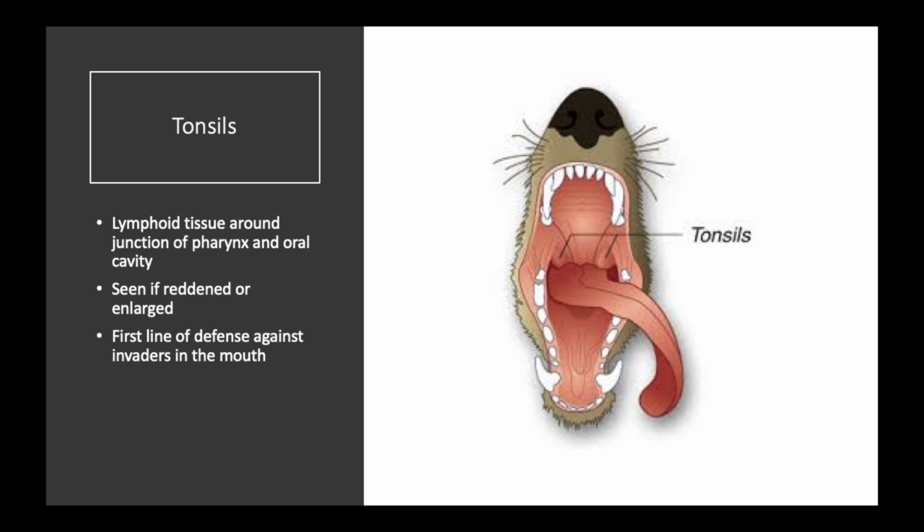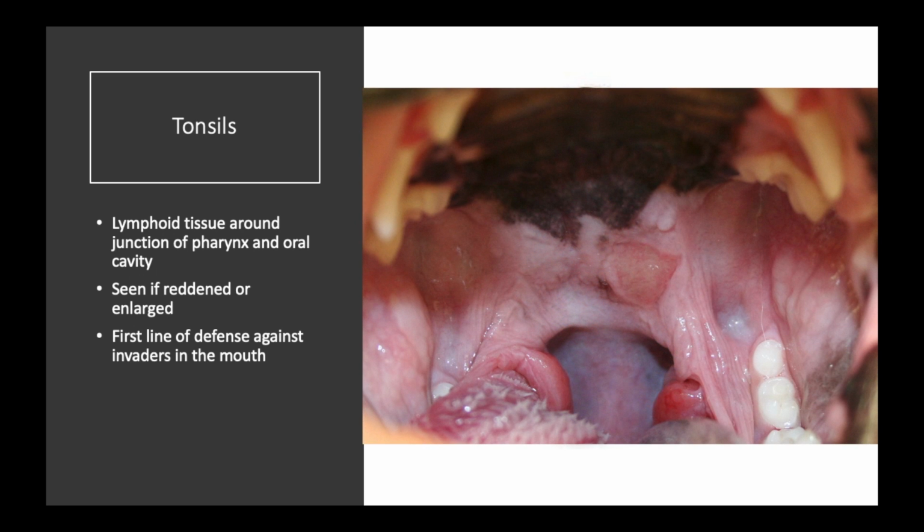The tonsils are lymphoid tissue that are around the junction of the pharynx or the throat and the oral cavity. Oftentimes we see them if they're reddened or enlarged, just like with us. The tonsils are the first line of defense against invaders in the mouth, and the goal is to prevent those invaders from entering into the respiratory tract and the digestive tract. This is what they look like in an animal up close. So we've got the tongue, and then of course tonsils on either side just before. And that is it.